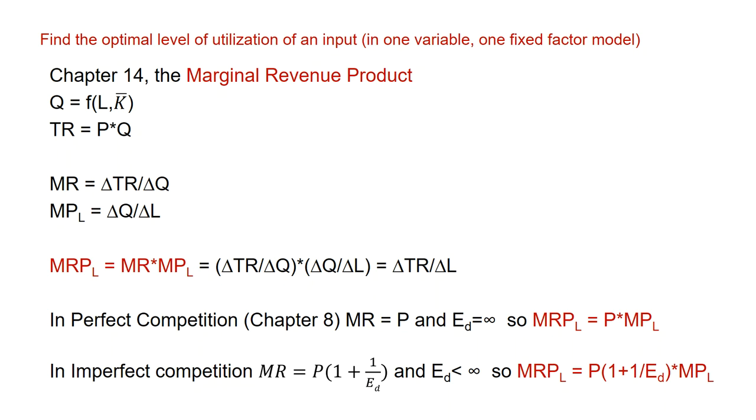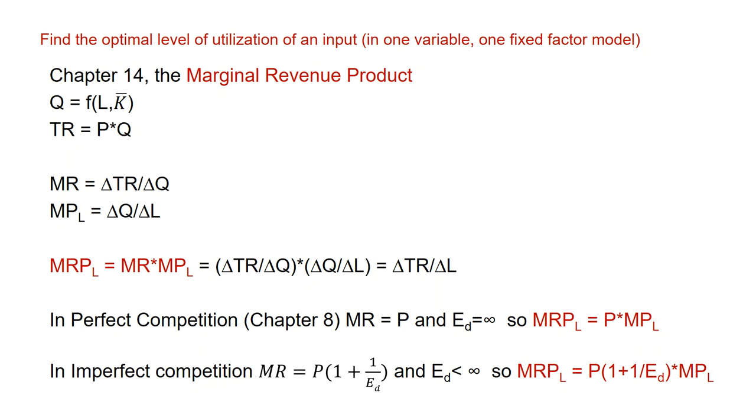Now remember, labor is the only thing I can change here in this simple model, and I want to know how many workers to hire in order to have the greatest position, ultimately profitability. So I take my quantity as a function of labor, with capital fixed, and I recognize that total revenue is price times quantity.